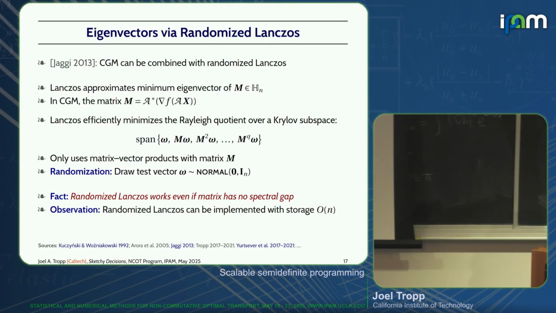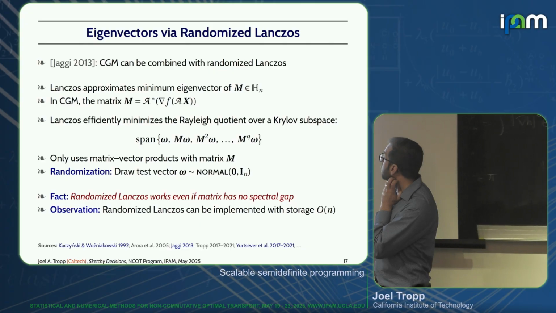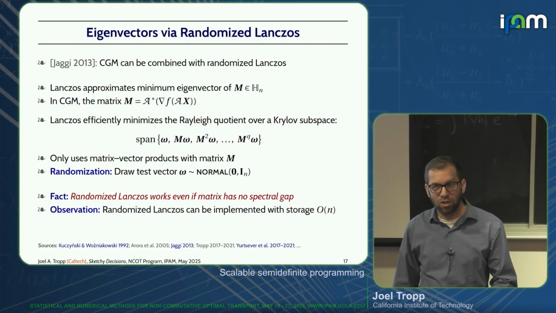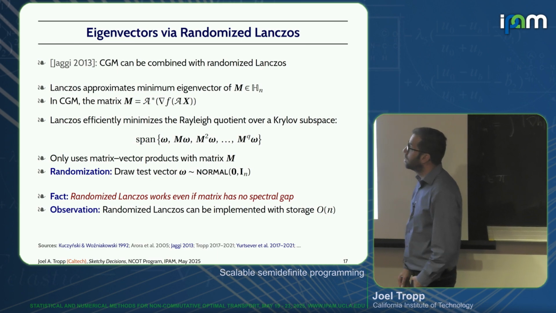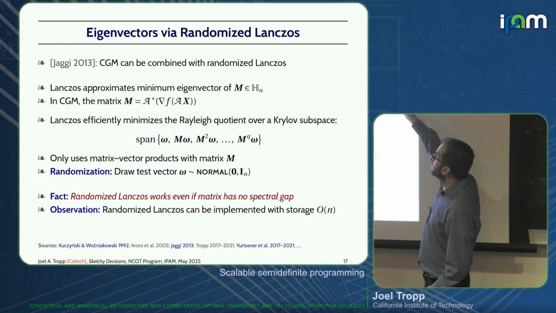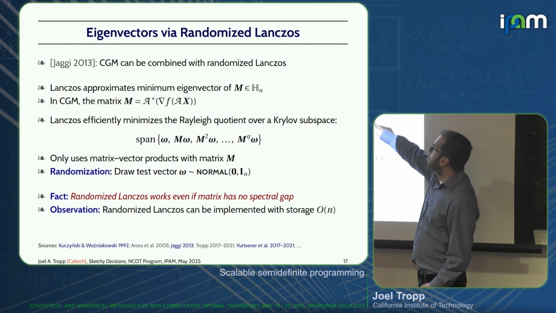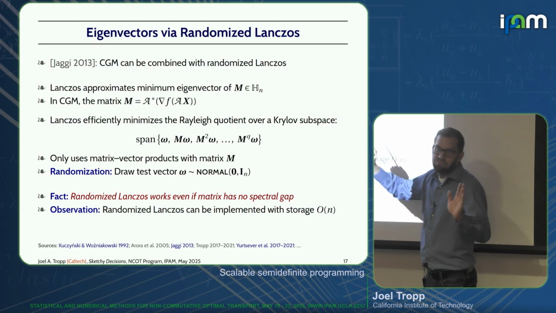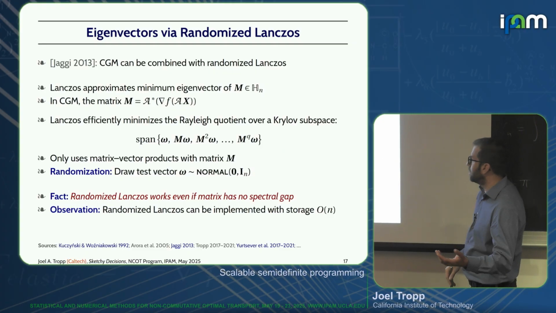Okay, good. So Martin Jaggi had a beautiful observation in 2013. He observed that you can combine the conditional gradient method with randomized Lanczos to compute these minimum eigenvectors. So here's how this works. In conditional gradient, we need to compute the minimum eigenvector of this matrix M. Right now, we don't have an efficient way to deal with this matrix.